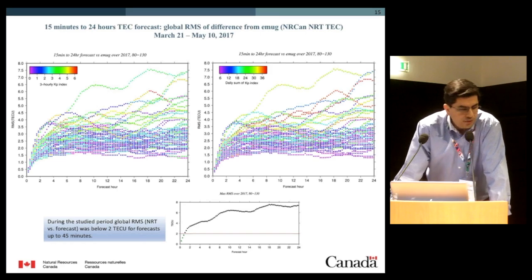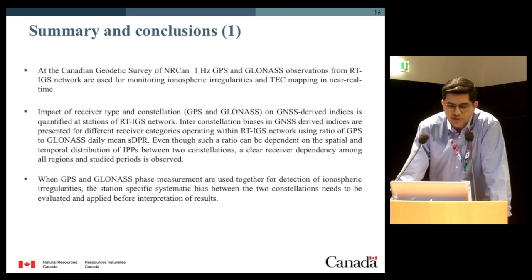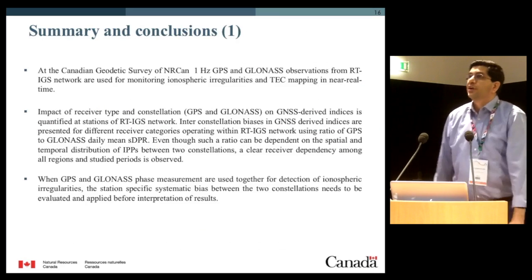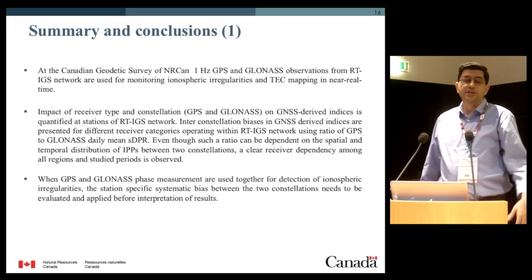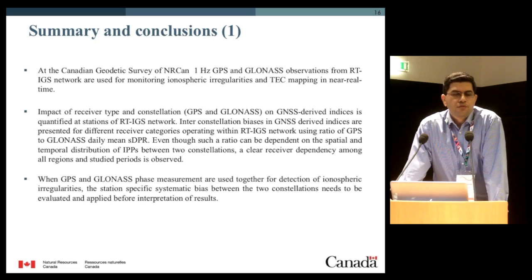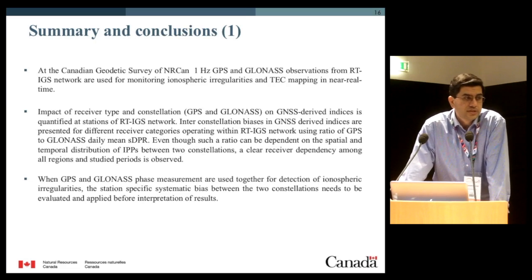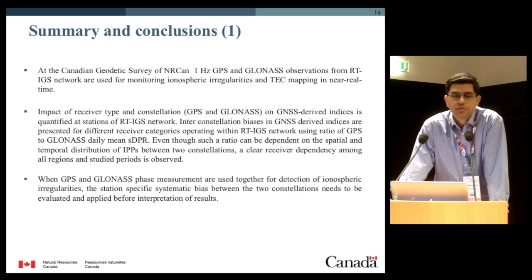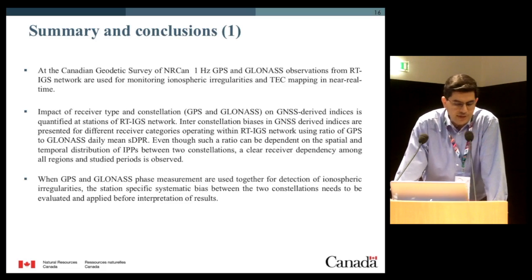So, just to be on time, moving to the conclusions and summary. At the Canadian Geodetic Survey of NRCan, of course, we use 1 Hertz data in addition to our daily files, which use near 400 GPS GLONASS 30 second IGS stations, which I don't talk about today. Regarding the real-time IGS, we use GPS and GLONASS for the near real-time TEC mapping, as well as the ionospheric irregularity monitoring for space weather applications.